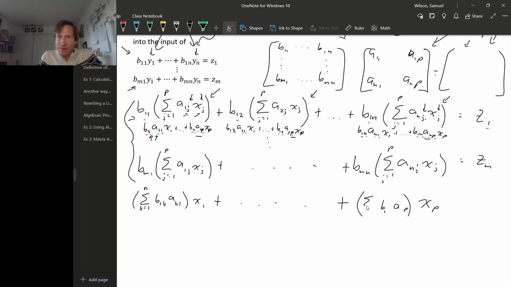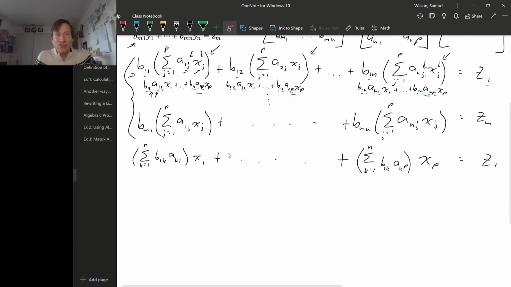So we need a sum from k equals 1 to n, and k here and k there. Okay, so that's z sub 1. Now, when we do this for the other rows, you can see the only thing that changes when we move from row to row is the first index on the b's, right? So in this first row, the first index on all of the b's was 1. So when we move to subsequent rows, that just changes.